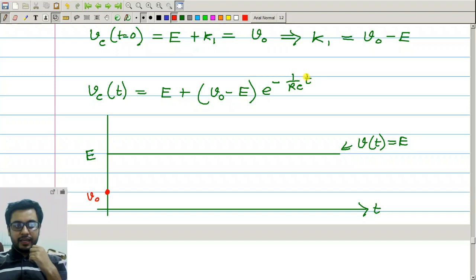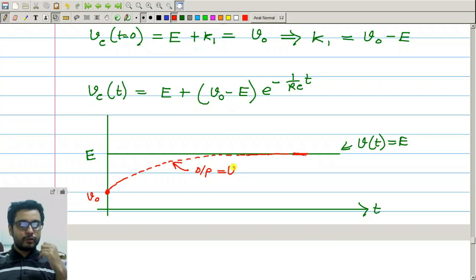And at a very large value of time, t tending to infinity, this exponential term will be close to 0. So this term will be gone and we will have only E. So at a large value of time, the output voltage will be E. And from here to here, it will gradually increase exponentially like this. So this is the output Vc(t).